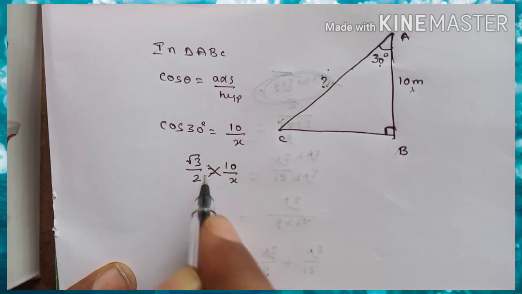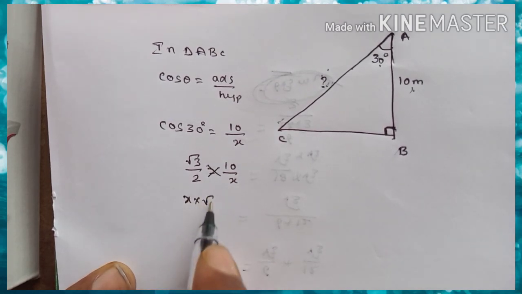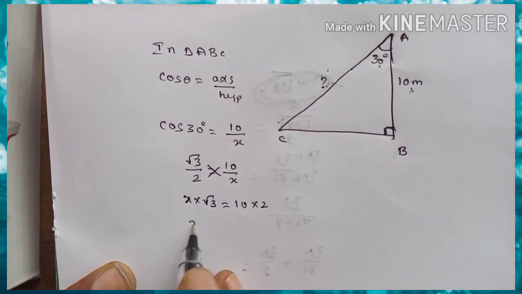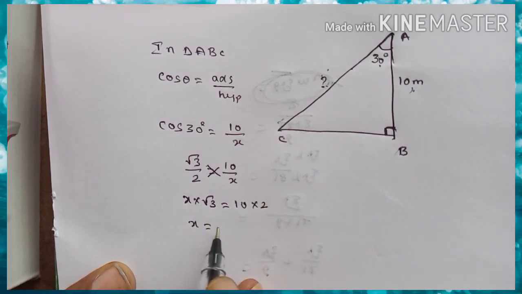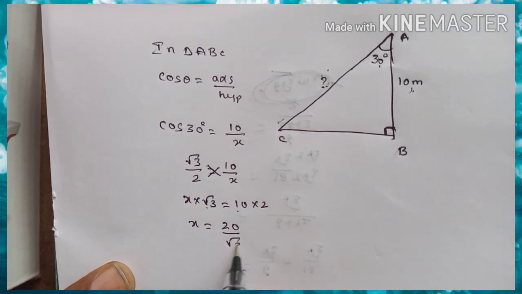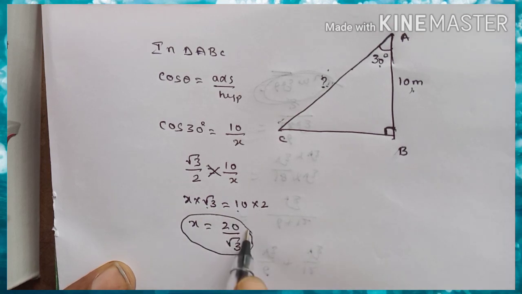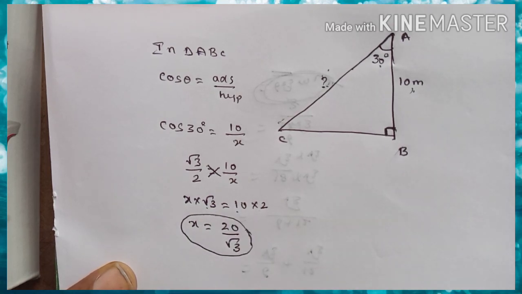Apply cross multiplication. x into root 3 is equal to 10 into 2. So the value of x is equal to 10 twos are 20, and transposing root 3, x is equal to 20 by root 3.